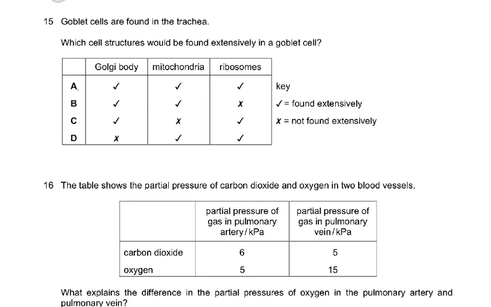Goblet cells are found in the trachea. Which cell structures will be found extensively in the goblet cells? Again, we've done this in a previous question. So it will be all three of them. So the answer is A, Golgi body, mitochondria, and ribosomes.